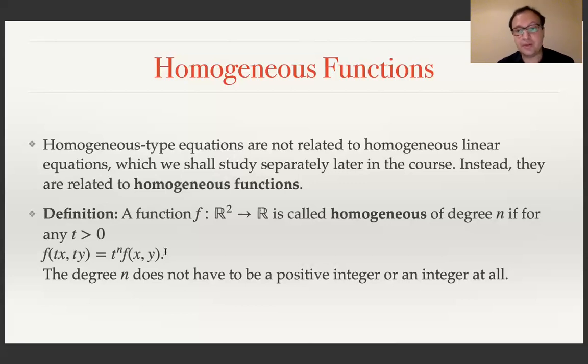So homogeneous functions are to some extent related to polynomials, but the degree of a homogeneous function does not have to be a positive integer like for a polynomial, or it does not even have to be an integer at all. Actually, the degree can be a negative number like -1, -2, or it can be a non-integer like 1.5 or pi or minus square root of 2.